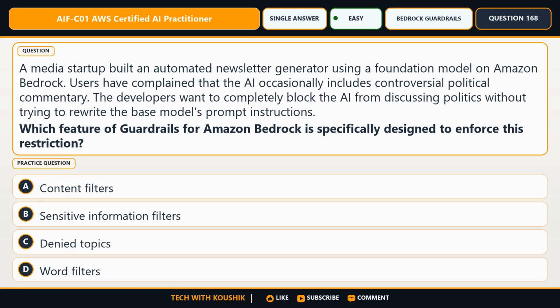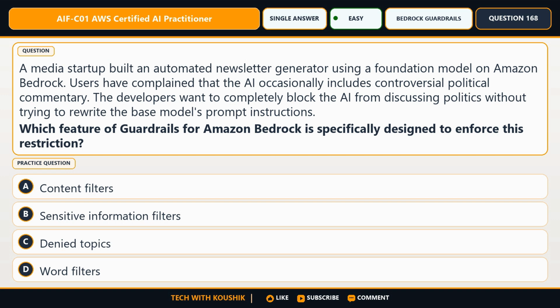Move to question number 168. Review the scenario. A media startup built an automated newsletter generator using a foundation model on Amazon Bedrock. Users have complained that the AI occasionally includes controversial political commentary. The developers want to completely block the AI from discussing politics without trying to rewrite the base model's prompt instructions. Which feature of guardrails for Amazon Bedrock is specifically designed to enforce this restriction?